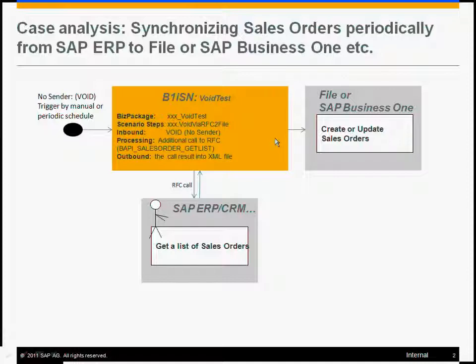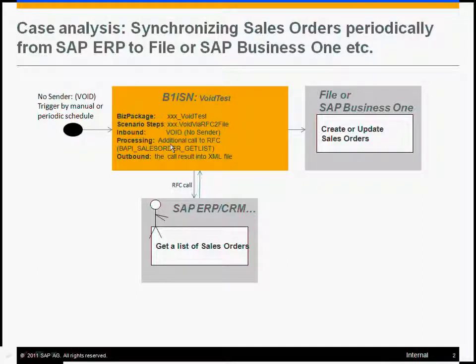In the following scenario, we are going to create a Vault testing business package. In the specific steps, the sender will be Vault, and we are going to enable the trigger by menu click, immediately start, and enable the scheduler for this scenario. So the sender will be Vault, and then the processing.